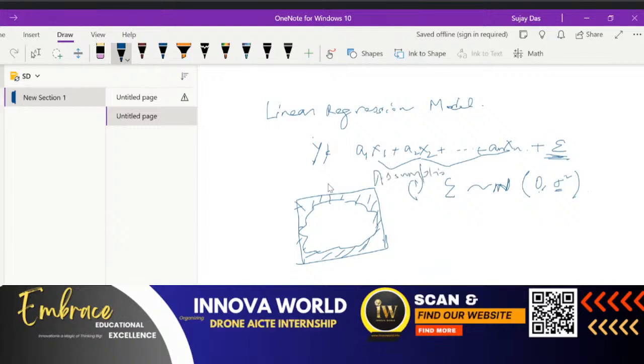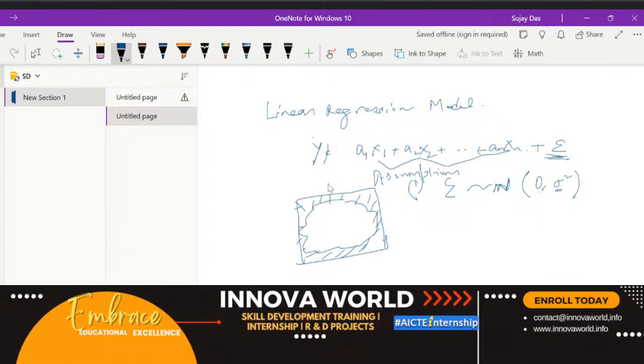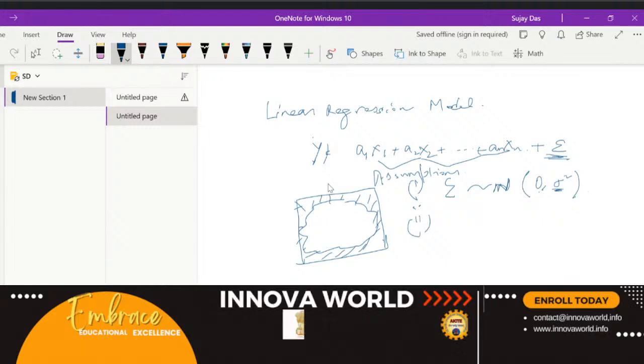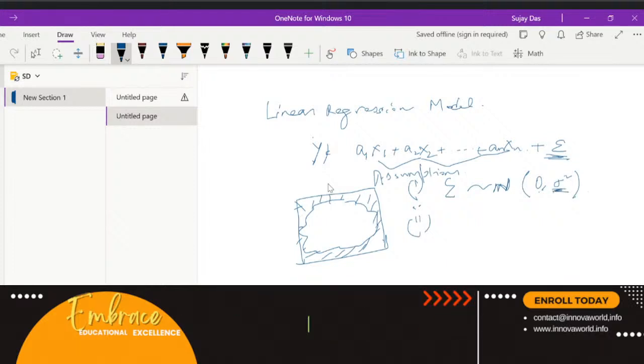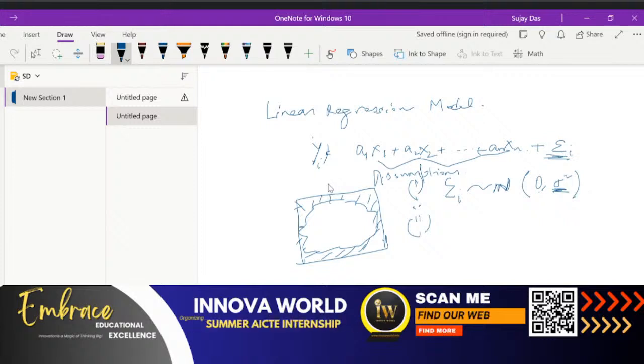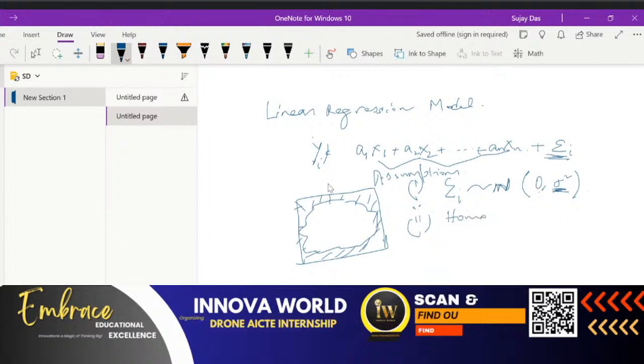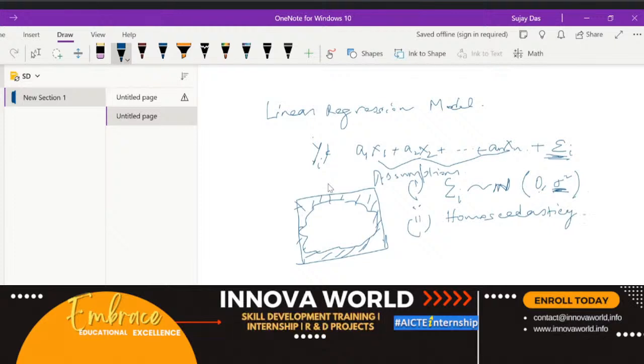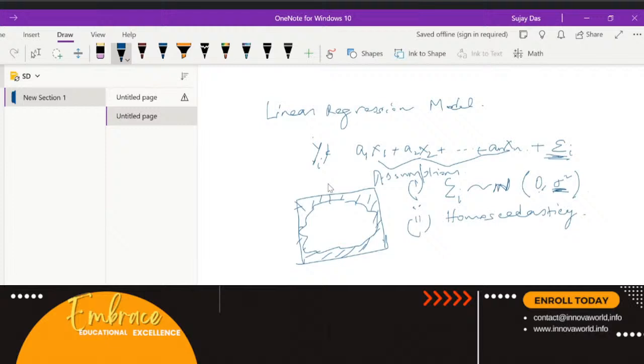The variance is fixed throughout each data point. So the second assumption is the homoscedasticity assumption: the errors should be homoscedastic. This error is normally distributed. So all the assumptions are on the error.